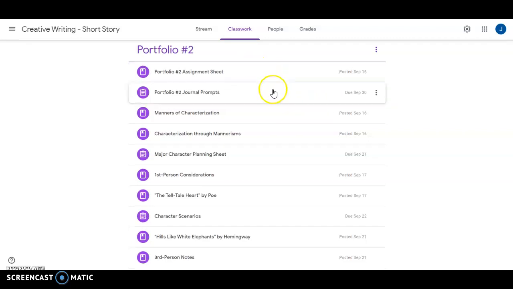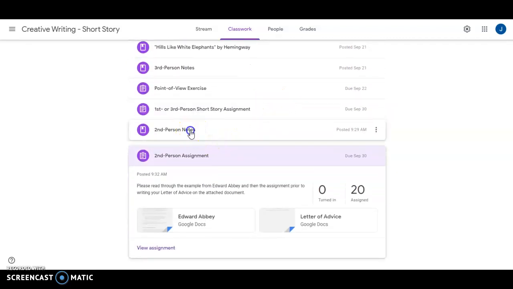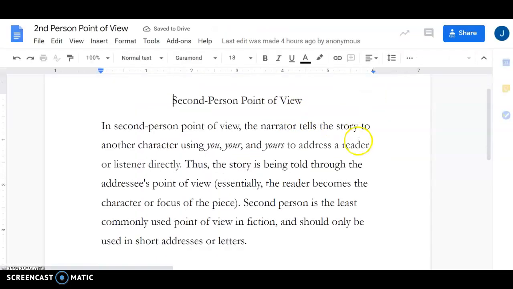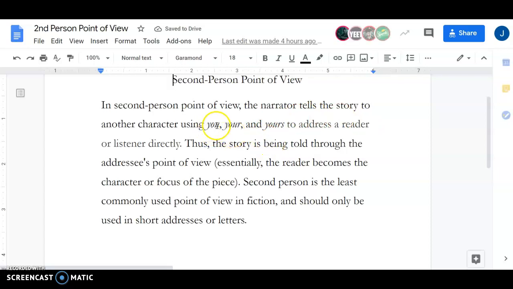If you scroll down to the bottom of Portfolio 2, you're going to see two documents here. The first one is called Second Person Notes. If you click into this, you're going to see some rules regarding second person. This is using you, your, or yours to address someone directly. We call it the commanding voice.